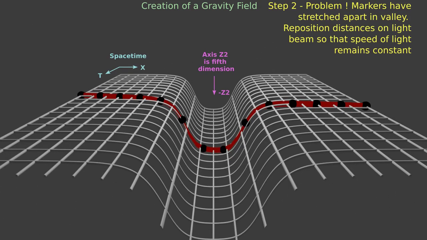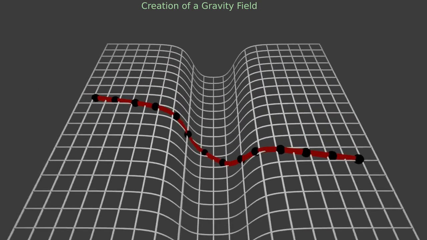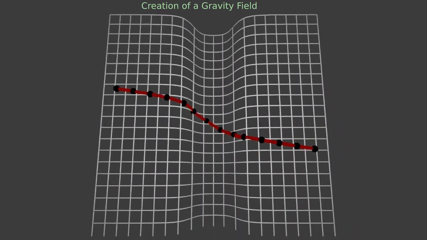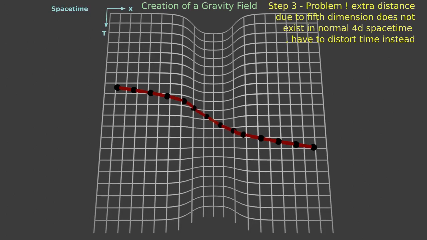You might have noticed a problem. The distance markers on the red light beam are stretched apart. This is not possible because the speed of light is constant. We must adjust the position of the light path so that distance and time are shown correctly. Notice how the light beam is now shown crooked because of the extra time it takes to cross the gravity well. We now need to apply time dilation to realize this effect.